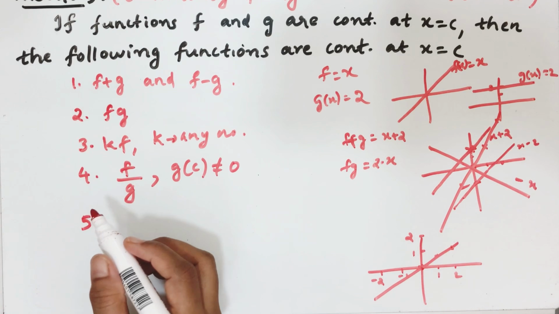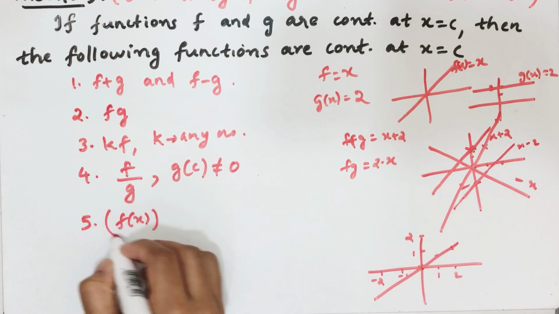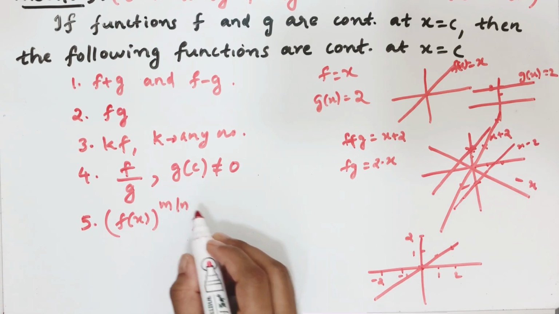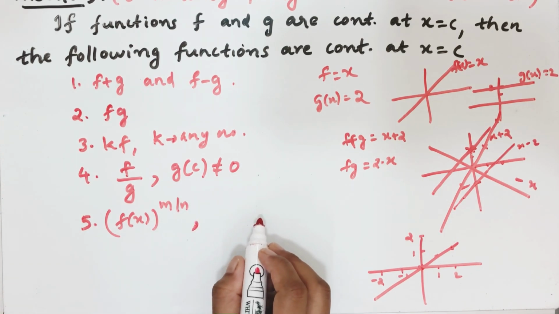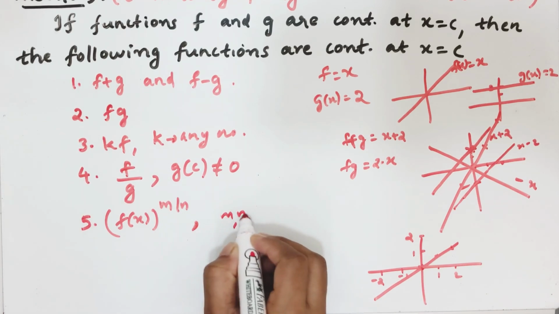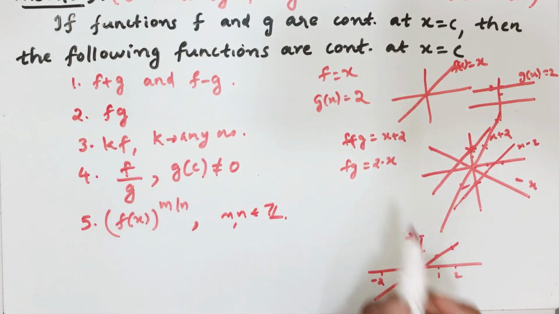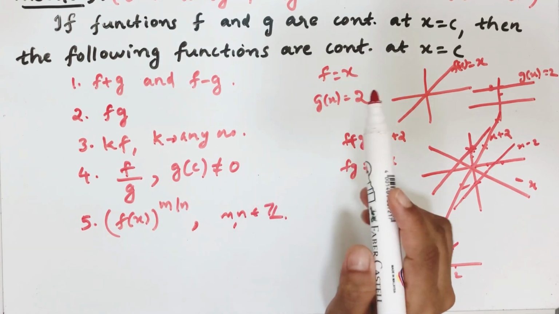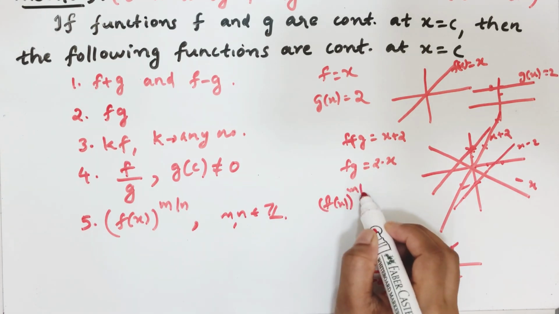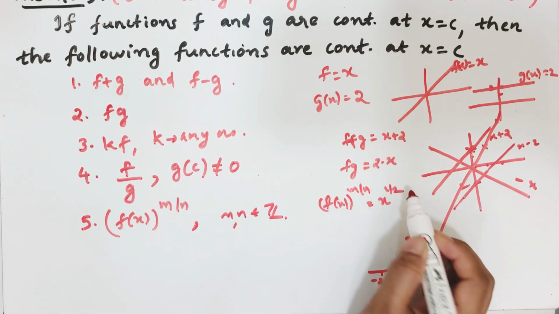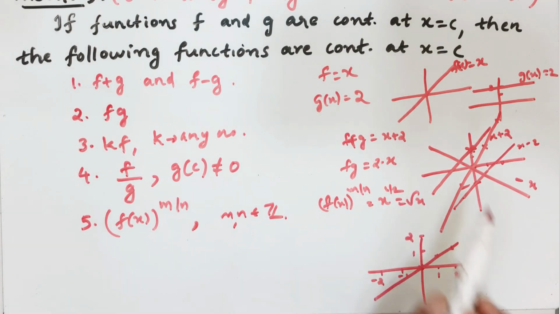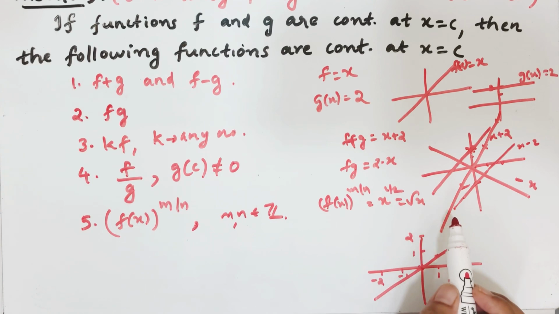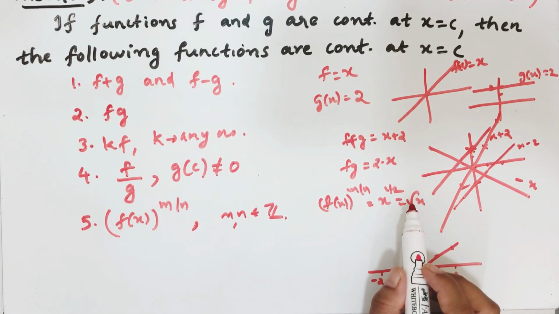Fifth one, f of x the whole power m by n, provided f of x the whole power m by n is defined on an open interval containing c, and m and n are integers. Here we can say f is equal to x. We can take m equal to 1 and n equal to 2. f of x whole power m by n equals x raised to 1 by 2, that is root x. Here f is continuous, then the function root x will also be continuous. You know the graph of root x.